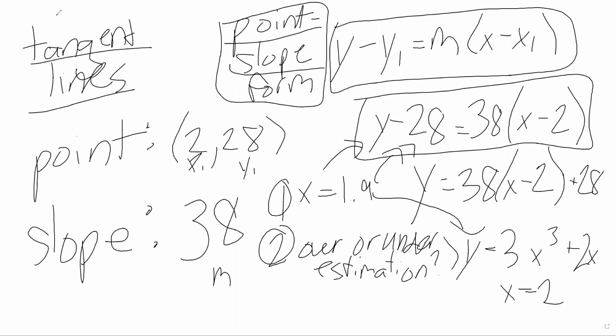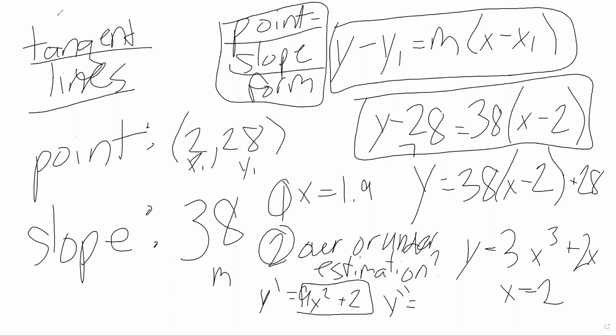So now that we know what those two are, how do we figure that out? Well, we can take the derivative of that equation. So y prime equals 9x squared plus 2. And then we can find what's called the second derivative, which is basically just the derivative of the first derivative, because this means first, this means second. The second derivative would be 18x. That's our second derivative.